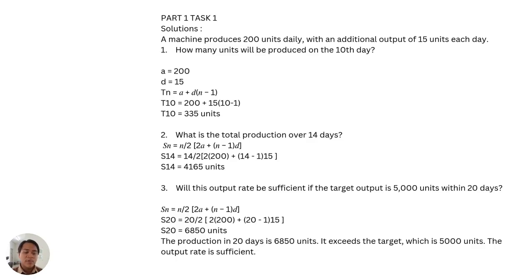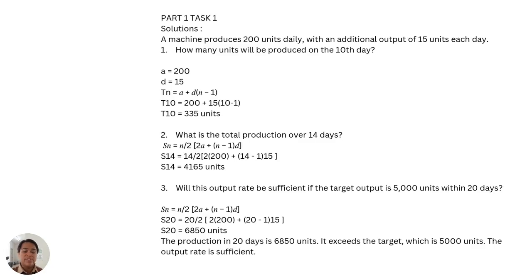So the last question is, will this output rate be sufficient if the target output is 5,000 units within 20 days? To prove this, we use the same equation, which is Sn equals n divided by 2 times 2a plus n minus 1 d. So we substitute 20 for n, 200 for the first term, and 15 for d. So we will get 6,850 units, which exceeds 5,000. So the production in 20 days is 6,850 units.